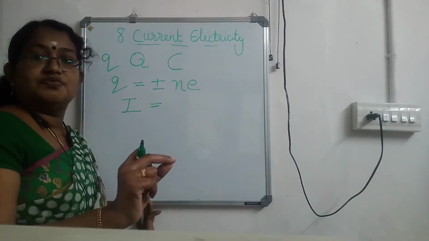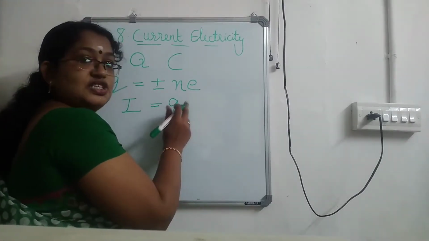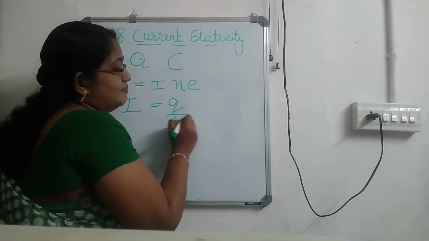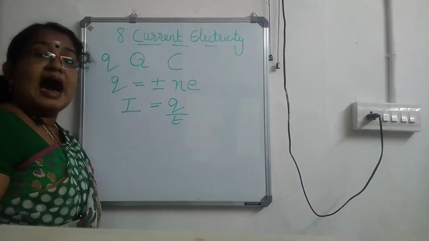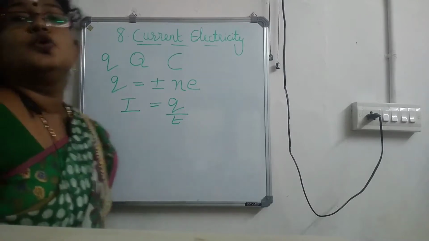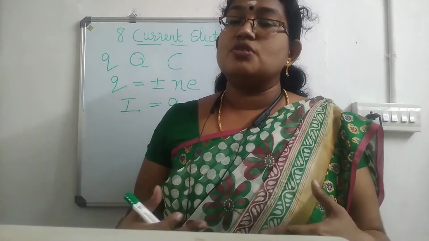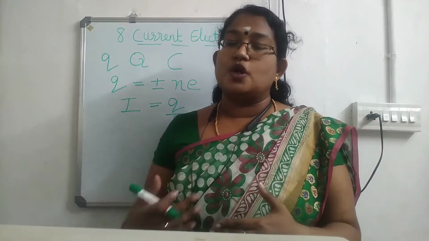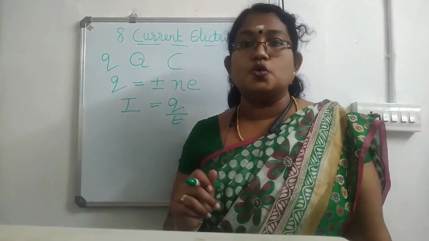Divide the equation with time, isn't it? So rate of flow of charges, charge is Q, rate means dividing with time. So we have the equation I is equal to Q by T. Okay, so what is electric current? Electric current is the rate of flow of charges. So I is equal to Q by T.